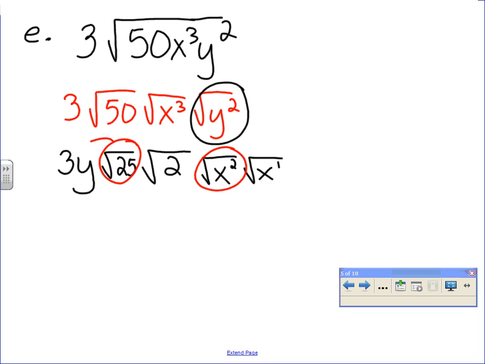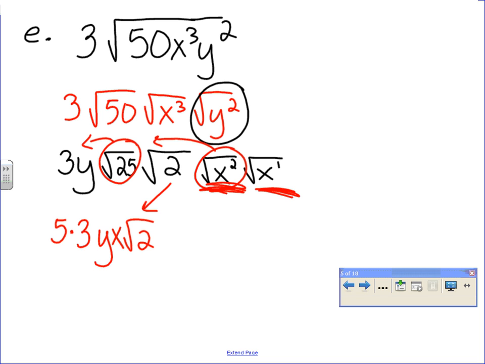Once you find the perfect squares, remember you move them out back in front, and they are going to need to be multiplied by the 3y. So square root of 25 is 5. Okay, so I'm going to put 5 times 3. We'll multiply that in a little bit. Rewrite the y. Rewrite the square root of 2 because that's not perfect. Square root of this x squared is x because 2 divided by 2 is 1. This x to the first is not perfect, so write that inside the square root.